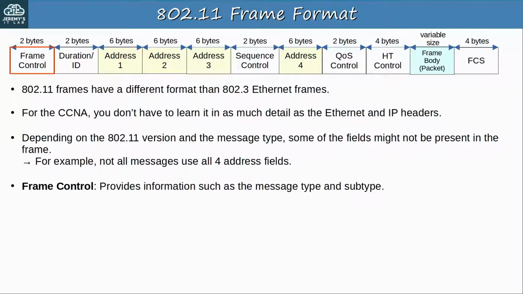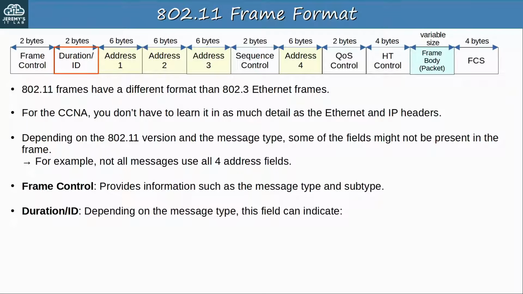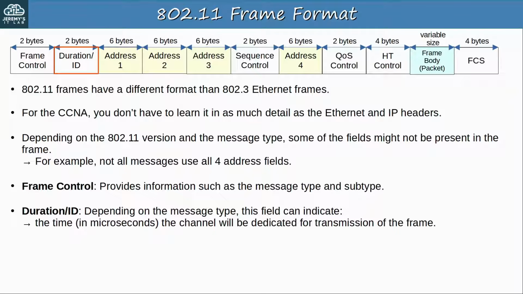First, frame control. It's 2 bytes, 16 bits in length. It provides information such as the message type and subtype. I'll talk about the different 802.11 message types later. Next is the duration/ID field. As the name implies, this 2-byte field has a few purposes. Depending on the message type, it can indicate the time in microseconds the channel will be dedicated for transmission of the frame. Or it can be an identifier for the association, the connection between the wireless client and AP. You could say that this field is similar to the Ethernet type/length field, because it has 2 different purposes.